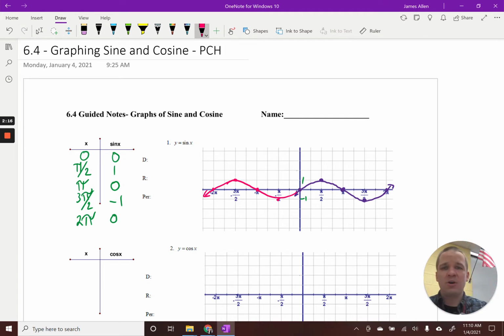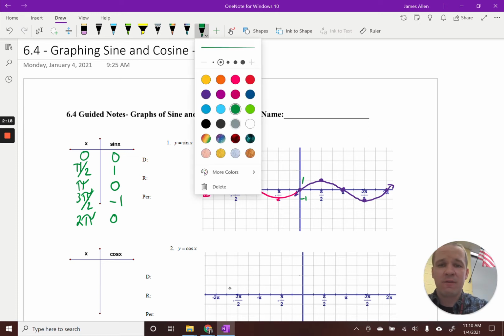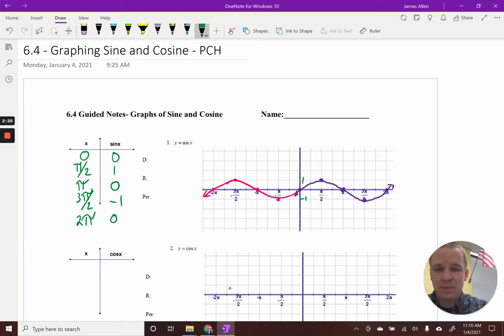So it'll just keep on doing this wonderful little wave. Well, if I'm talking about my domain, if I said it keeps going on forever and ever and ever, my domain would be all real numbers, or negative infinity to infinity. Now for my range, how high and how low is it going? Well, it's getting up to 1 and down to negative 1 for this particular one. So I'd have from negative 1 to positive 1.